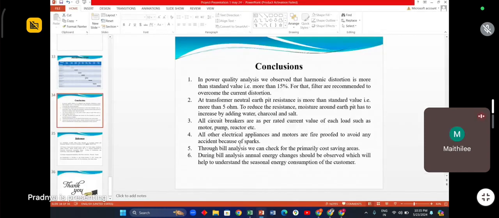So the conclusion is: in power quality analysis, we observed that the harmonic distortion is more than the standard value, that is more than 15%. For that, filters are recommended to overcome the current distortion. At the transformer, neutral earth resistance is more than the standard value, that is more than 5 ohm. To reduce the resistance, moisture around the earth pit has to be increased by adding water, charcoal and salt.